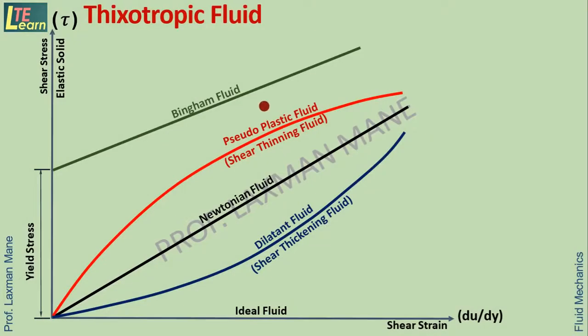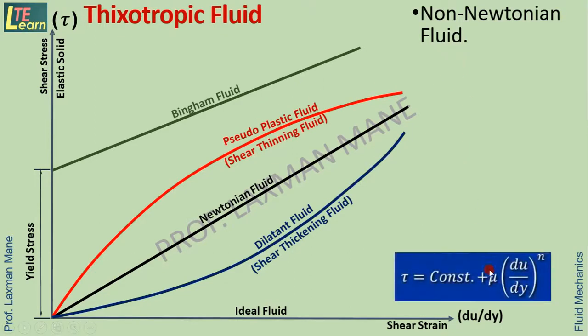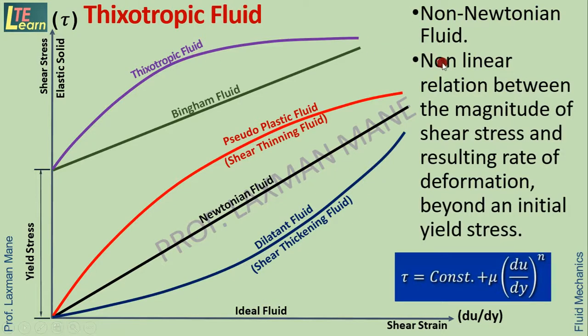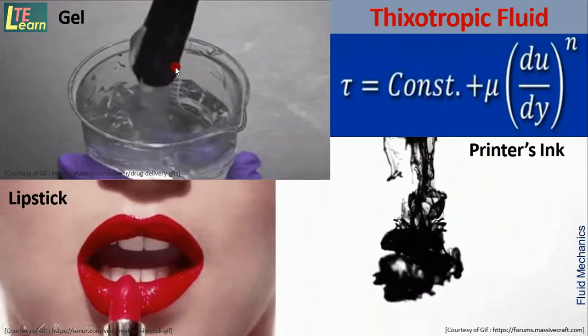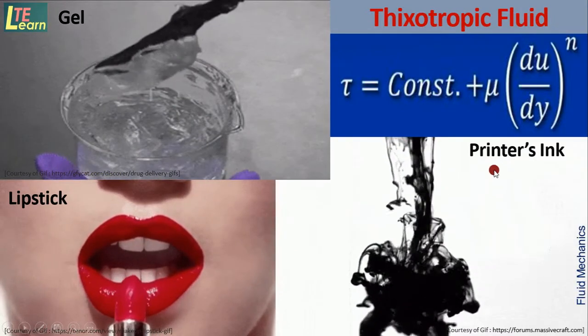The next category is thixotropic fluid. It is also a non-Newtonian fluid. It is shown by this curve. As this is a curve, it means a non-linear relation between the magnitude of shear stress and resulting rate of deformation beyond an initial yield stress. Examples of thixotropic fluids are gel, lipstick and printer's ink.